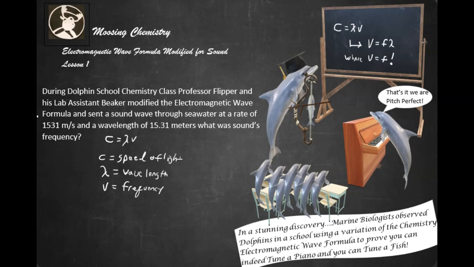Alright, so now when we use sound waves instead of light waves, we use V equals F lambda, where V is the speed of sound, and now that speed of sound will be in meters per second, of course. F is still frequency, although in chemistry, F is denoted as V, okay? And lambda is still wavelength.